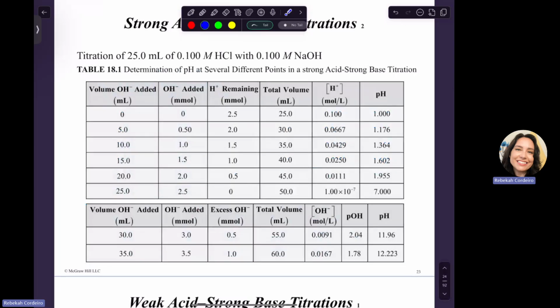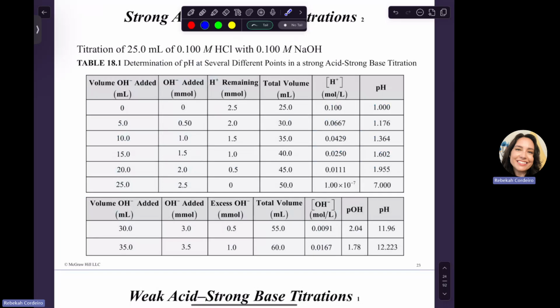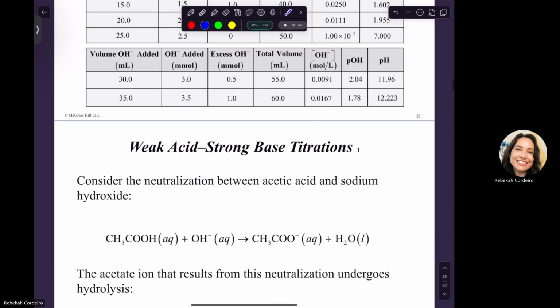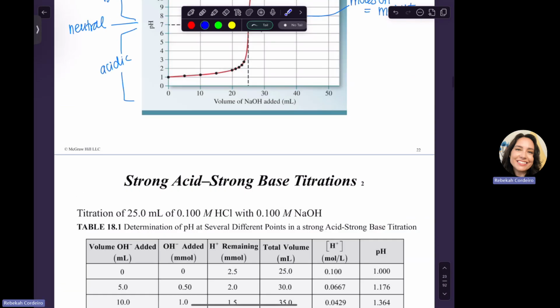So this is a graph, or a data table, showing the same kind of thing as a titration curve, but also showing you how we're following the concentration of hydrogen ion and the pH, which is indirectly related, right? The lower the hydrogen ion concentration, the higher the pH. So this is a strong acid, strong base.